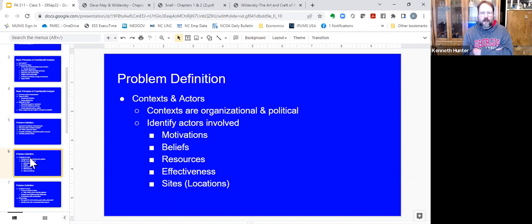And so you have to be aware of that because you always want to make sure that whenever you're advocating or advancing policy, you're doing so in a positive and meaningful way.